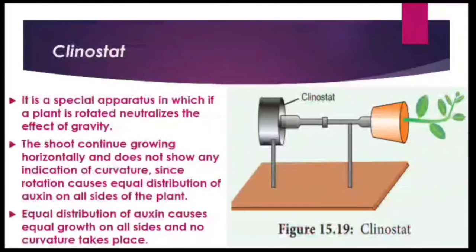Now, clinostat. It is a special apparatus in which, if a plant is rotated, the effect of gravity is neutralized. The shoot continues growing horizontally and does not show any indication of curvature, since rotation causes equal distribution of auxin on all sides of the plant. Equal distribution of auxin causes equal growth on all sides and no curvature takes place.